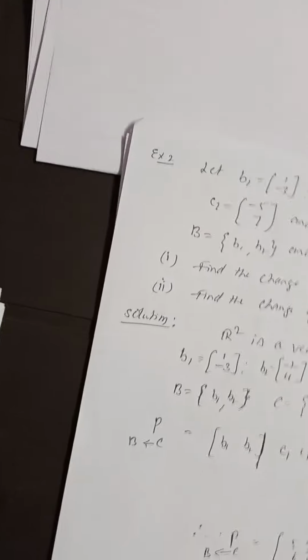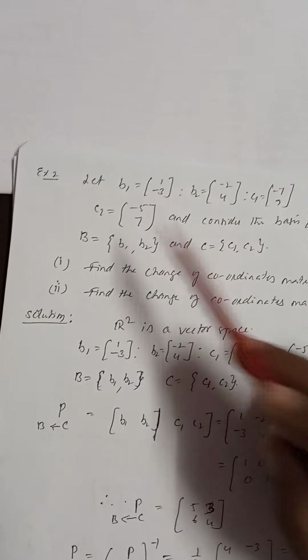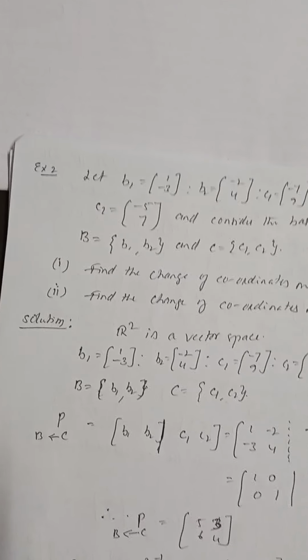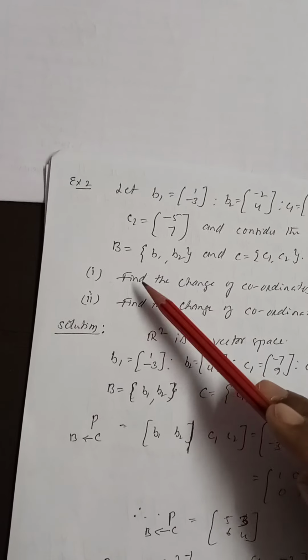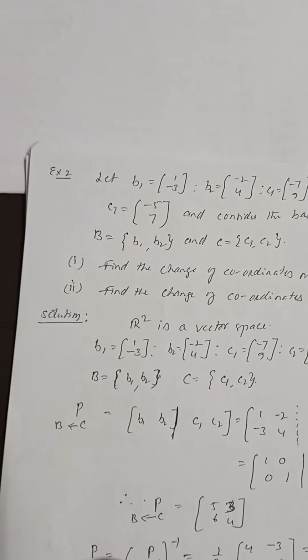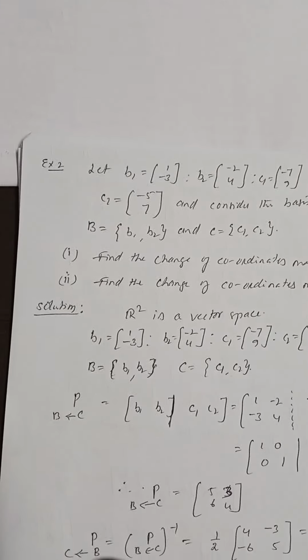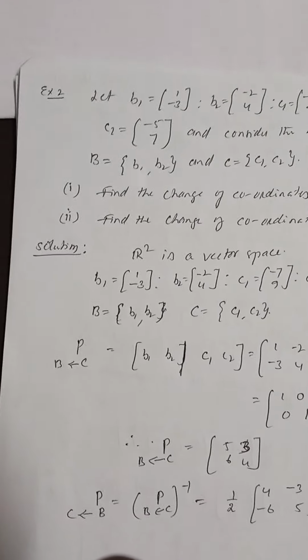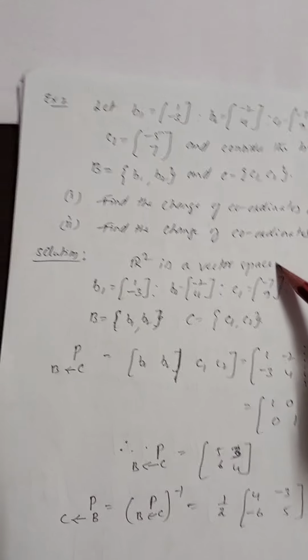Example number 2. Again matrices are given to you: b1, b2, c1, c2, right? Consider the bases for R square given by B equal to {b1, b2} and C equal to {c1, c2}. Find the change of coordinate matrix from C to B and find the coordinates of the matrix from B to C. We are writing the given data.